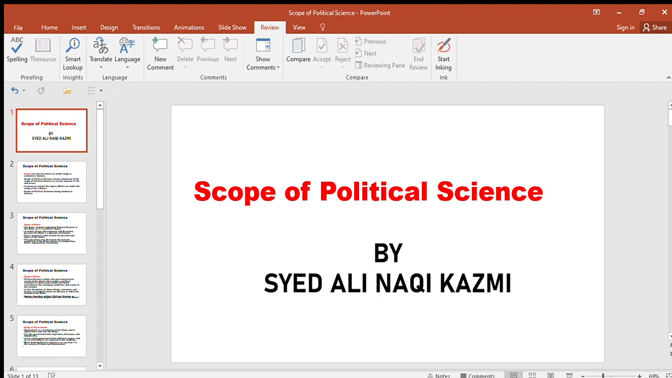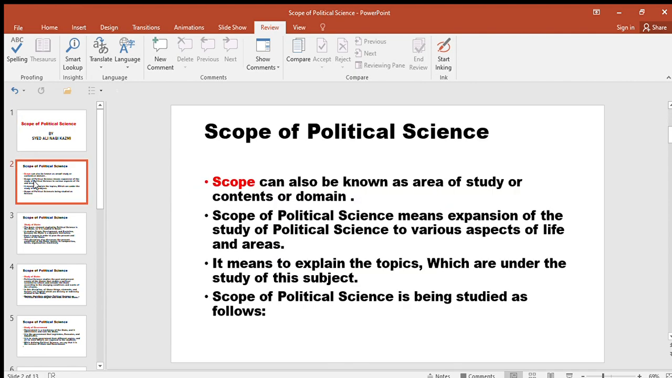Today my topic is the scope of political science. First of all, I would like to define scope. Scope means what we study in political science. Scope can also be known as the area of study, the contents, or the domain of a subject. And the scope of political science means the expansion of the study of political science to various aspects of life and areas. It means explaining the topics which are under the study of this subject.